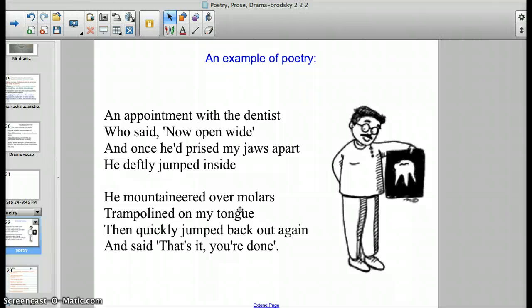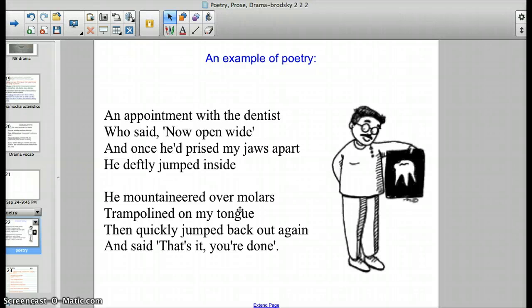An appointment with the dentist, who said, "Now open wide." And once he prized my jaws apart, he deftly jumped inside. He mountaineered over molars and trampolined on my tongue, then quickly jumped back out again and said, "That's it, you're done."